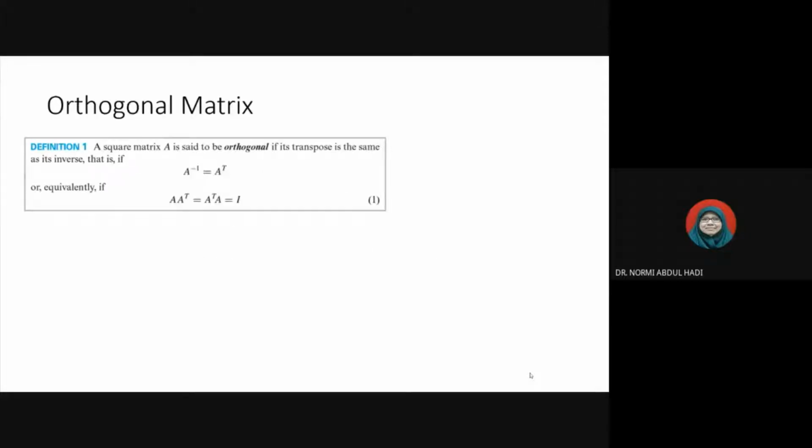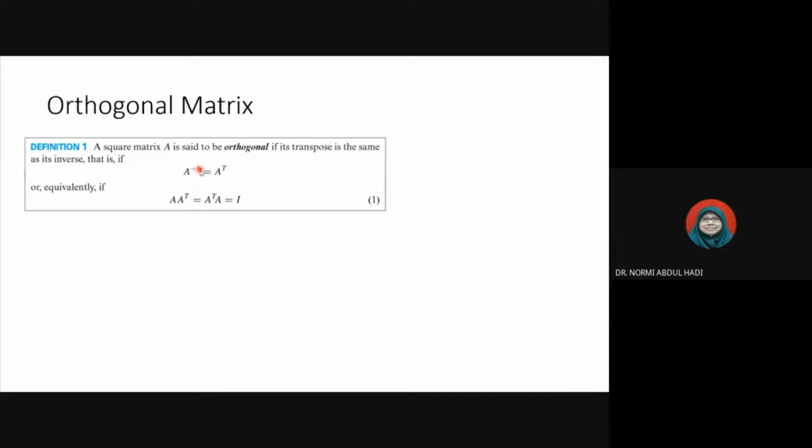So first, let me discuss what is an orthogonal matrix. An orthogonal matrix must first be a square matrix where the transpose of the matrix is equal to the inverse of the matrix. One of the advantages of an orthogonal matrix: if A is an orthogonal matrix, the inverse of the matrix will be equal to the transpose.